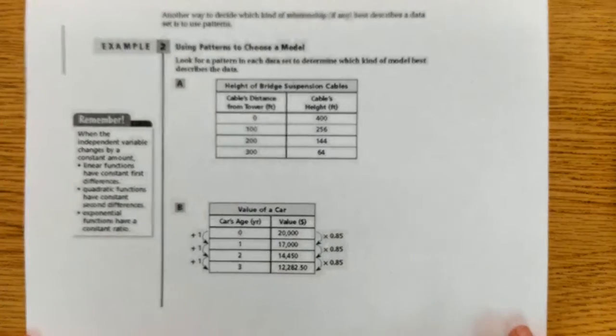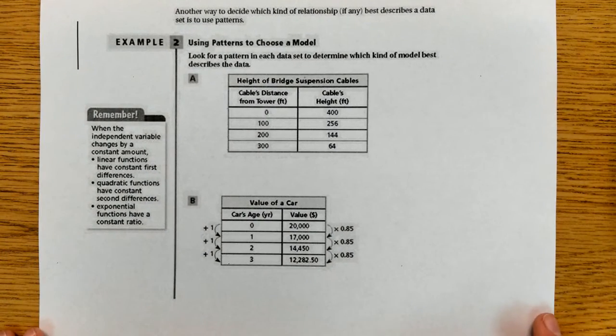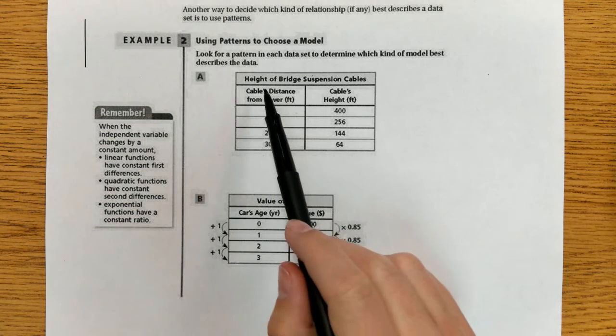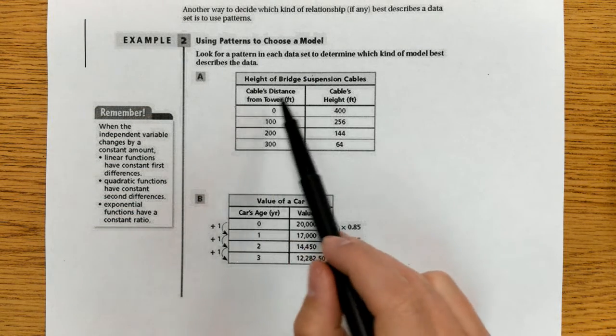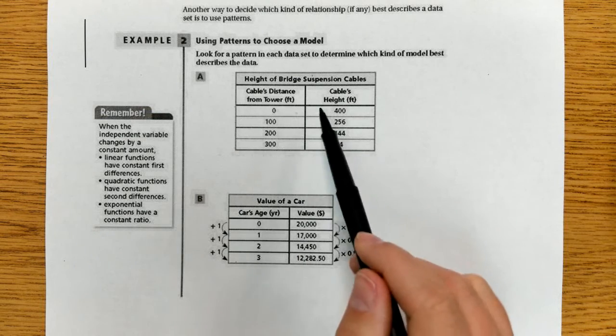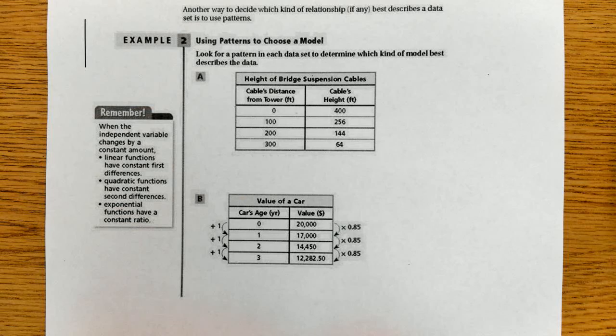So now we're going to go ahead and look at example 2. Another way to decide what kind of relationship, if any, best describes a data set is to use patterns. So we're going to look at tables and see what kind of pattern we have going on. So in A, we have height of bridge suspension cables, the cable's distance from tower feet, and then cable's height in feet. So before I get into these examples, there's a little note over here that's really important.